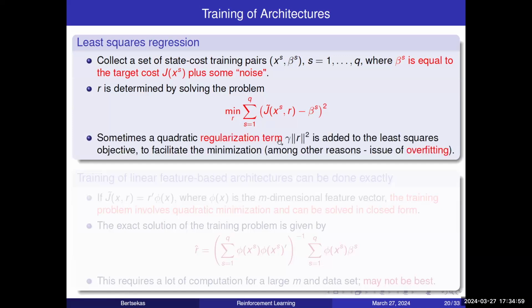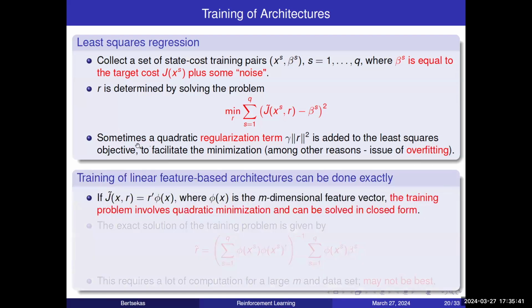Sometimes a quadratic regularization term, beta times the norm of r, is added to the least squares objective to facilitate this minimization. And there are numerical reasons I'm going to touch upon in a moment. But another important reason is that it helps to avoid the issue of overfitting. On the other hand, nowadays, overfitting in the context of deep neural networks turns out to be a good thing. So, I mean, things change over time. Back in the day, overfitting was a horrible thing, but now it has become a blessing.